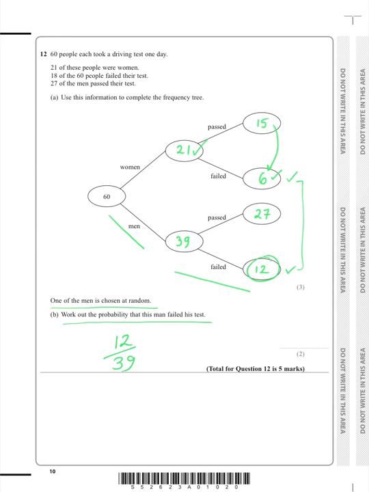You can cancel that down if you want. I always feel in probability it's best not to cancel down, but if you wanted to, you could say that 3 times 4 is the 12, and 3 times 13 is 39, and then you can divide both sides by 3, so we'd have 4/13. You could say that as well. But 12 out of 39 is just as good.